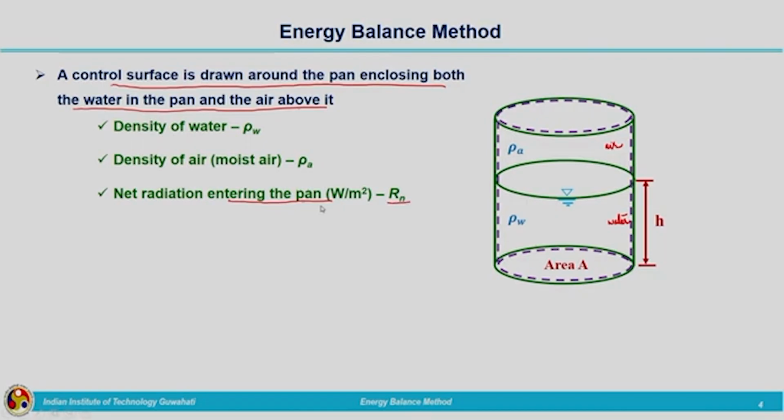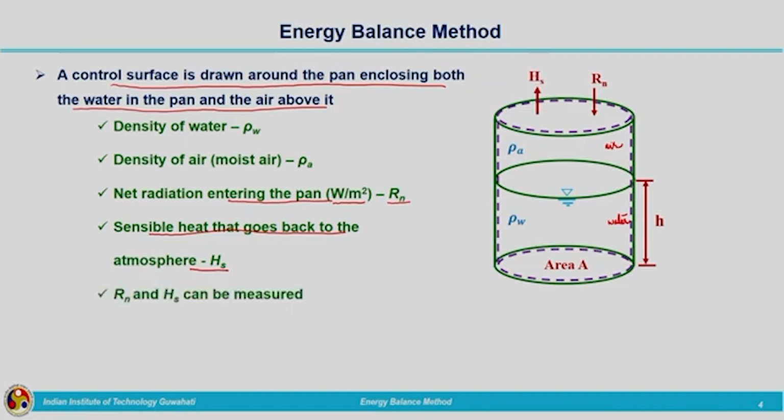This is radiation, the unit of radiation is watts per meter square, and some amount of energy or heat is transferred back to the atmosphere again. So, that is the sensible heat that goes back to the atmosphere, represented by the notation H subscript S. Hs is the heat going back to the atmosphere. This Rn and Hs can be measured and some amount of heat energy is lost to the ground. So, energy which is transferred to the ground is represented by G, that is going into the ground.